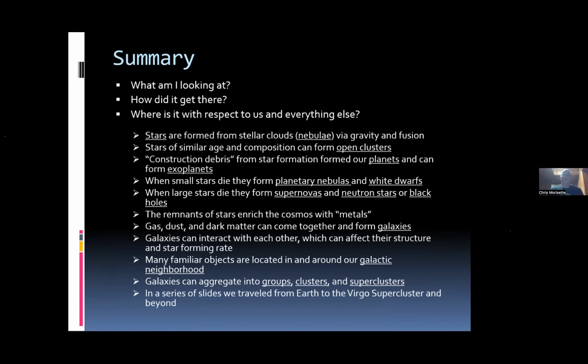Okay, so let's just wrap up here. Let's see how we did on our 3 questions. We talked about how stars are formed from stellar clouds or nebula via gravity and fusion. Stars of similar age and composition can form open clusters. We talked about how construction debris from star formation formed our planets and can form exoplanets. When small stars die, they form planetary nebulas and white dwarfs. When large stars die, they form supernovas and can form either a neutron star or a black hole.